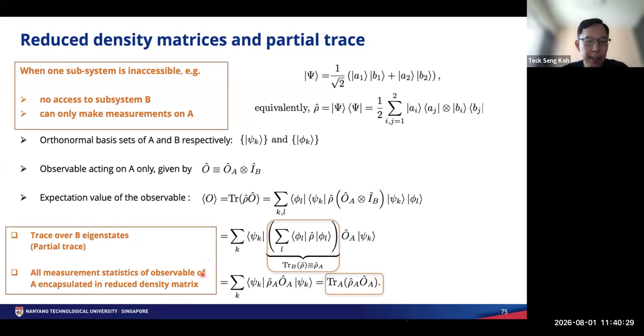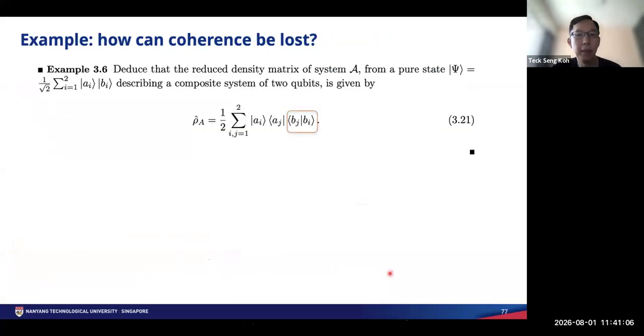Yes, so this is exactly what I said. How did we get to just the subsystem A? We did a partial trace over subsystem B, right? So here we started with the full system. We averaged out, or partial traced out, all the degrees of freedom of B. And then we say that from this result, all the measurement statistics of an observable of A is encapsulated in the reduced density matrix of A. So all we need to know is just A.